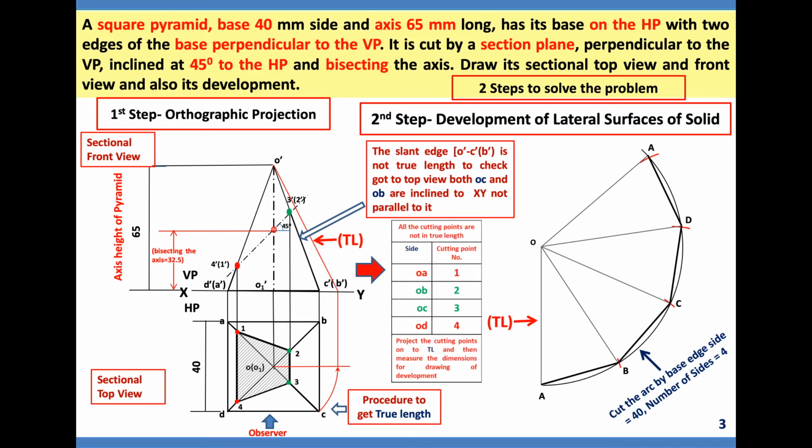I'll bring the table. All the cutting points are not in true length. Very carefully it has to be observed. Why? Because if you see these two black lines, its counterpart lines are inclined. Hence, it is not true length, whereas the red line in the front view is true length. So now we have got 4 cutting points 1, 2, 3, 4 and the 4 sides. How to get the correct dimensions? Project the cutting points onto the true length and then measure the dimensions, transfer them onto the development area to get the cutting points.